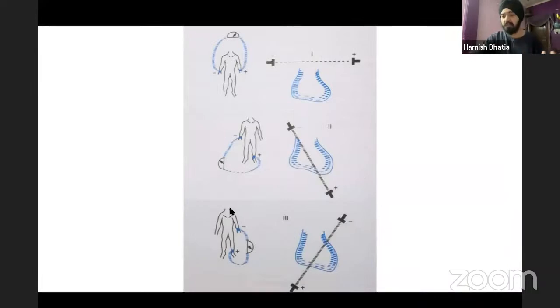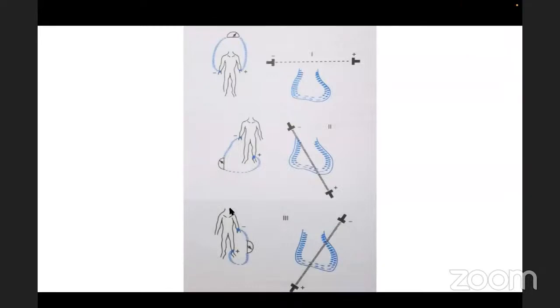So, how the electrodes are positioned. Somebody is raising a hand. If anybody has any doubt, feel free to unmute yourself or put it in the chat box, and I'll answer it. I'm going really slow today. Last time I got feedback that I was really fast. I hope everyone is understanding.